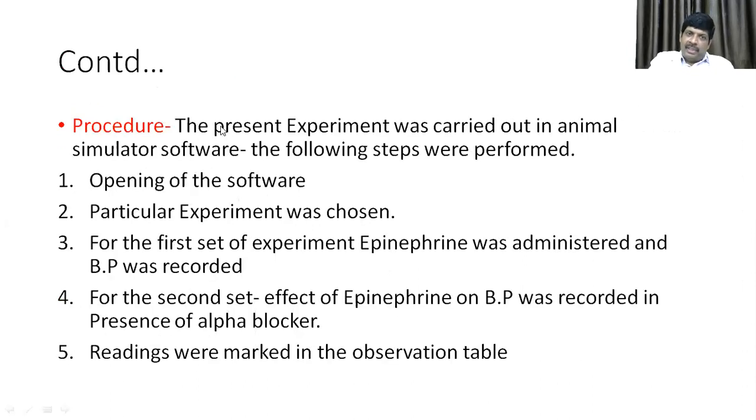Procedure, what you will be writing? The present experiment was carried out in the animal simulator software, and then the following steps were performed. Opening of the software, the particular experiment was chosen. For the first set of experiment, epinephrine was administered and BP was recorded. For the second set, the effect of epinephrine on BP was recorded in the presence of an alpha blocker. So you need to give the alpha blocker first and then give epinephrine. And then readings were marked in the observation table.